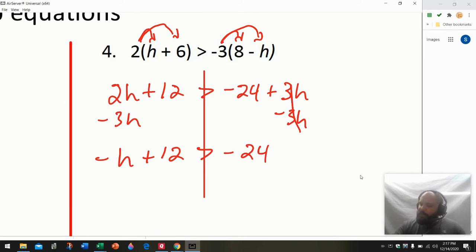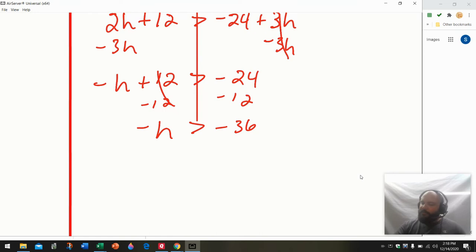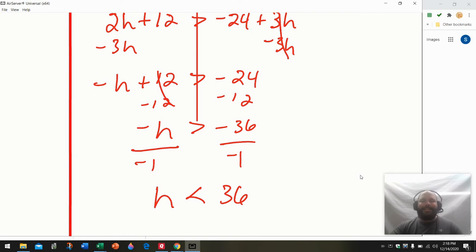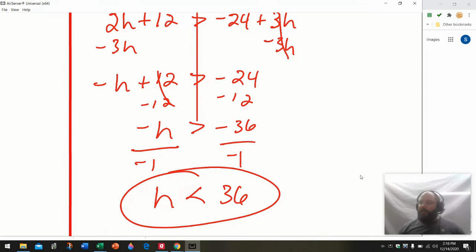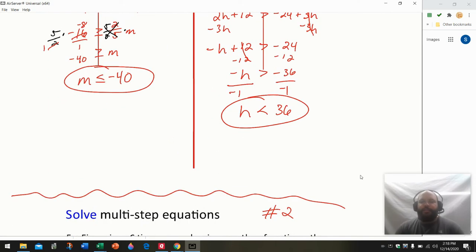Now we're going to subtract 12 from both sides. I have -h is greater than -36. And then I'm going to divide both sides by -1. Now there's the key thing. I'm dividing both sides by a negative. Therefore, when I write my final answer, the sign gets flipped over and you get h is less than 36. And there is your final answer. So that is the last example I have for you in this video.